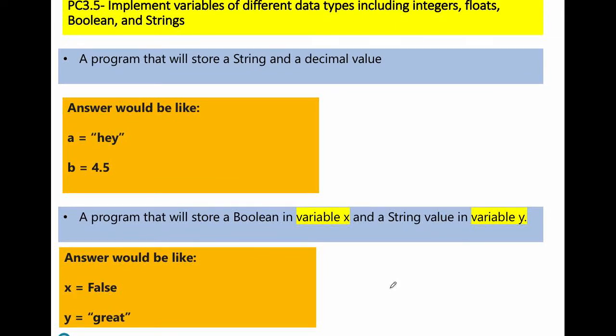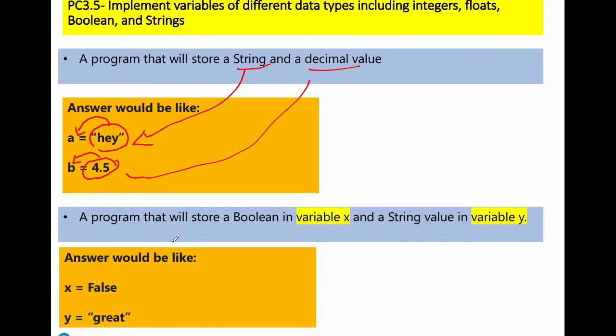And lastly, we have implementing variables of different data types, including integers, floats, boolean, and strings. Here, for example, we have a program that will store a string and a decimal value. To write this, we can say hey as our string, and as our decimal point we can have 4.5. So we say hey has been assigned to variable a and 4.5 has been assigned to variable b.